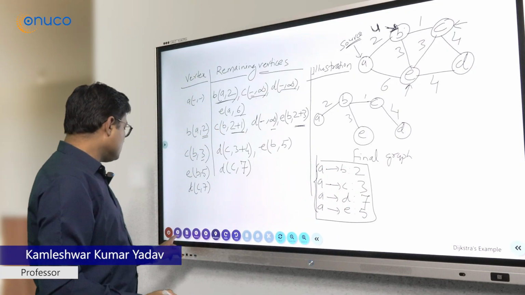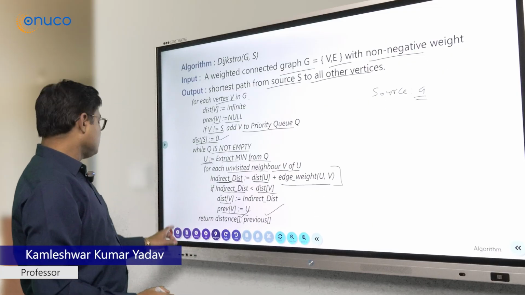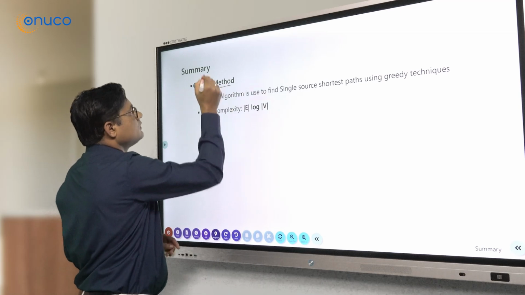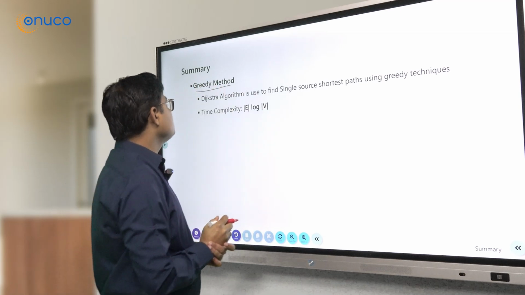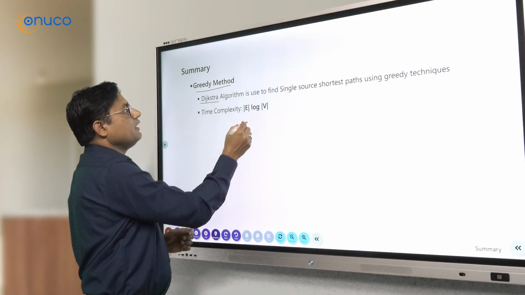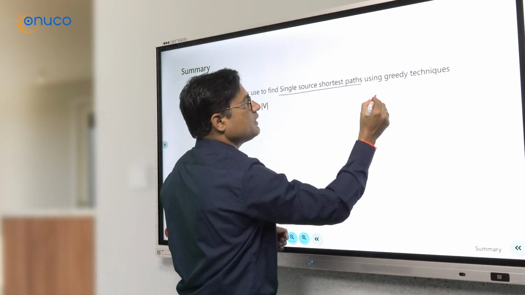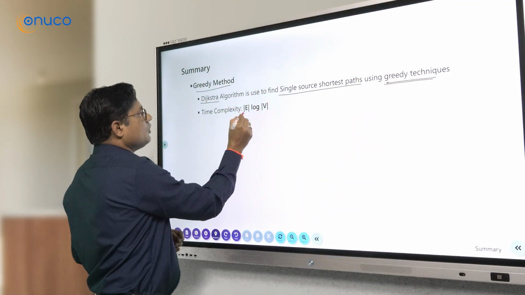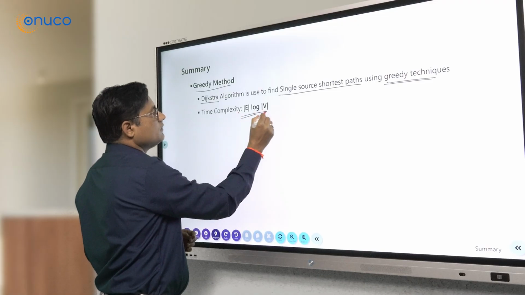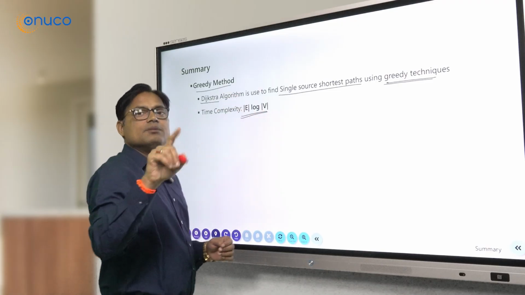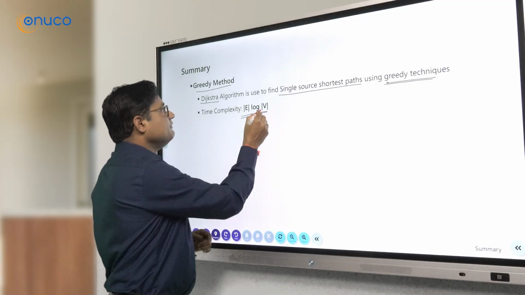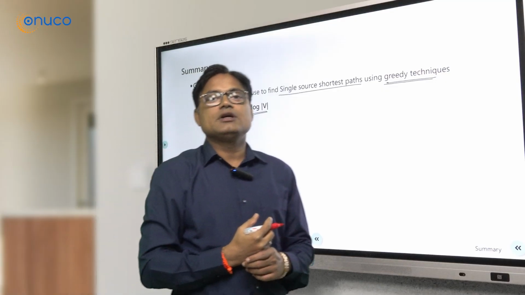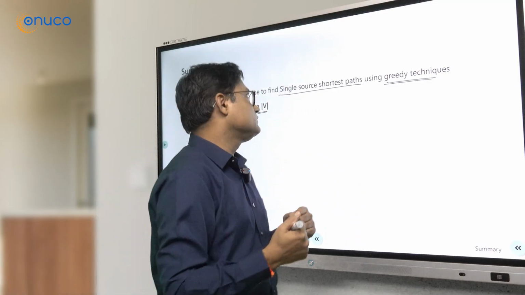So this is all about Dijkstra's algorithm. Now we can see the conclusion or summary of Dijkstra's algorithm. Remember, Dijkstra's algorithm is used to find the single source shortest path using the greedy method, and the time complexity of Dijkstra's algorithm is E log V. What is E? E is the number of edges present in the graph and V is the number of vertices. So E log V is the time taken to perform the task in Dijkstra's algorithm.